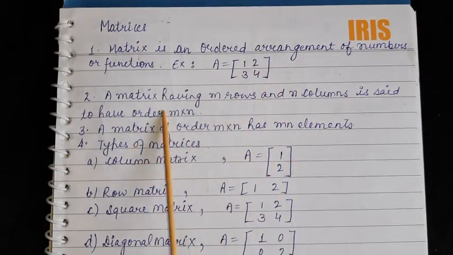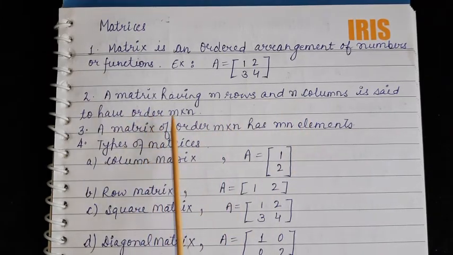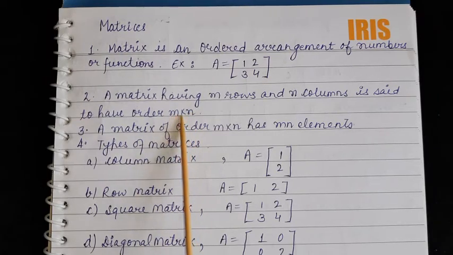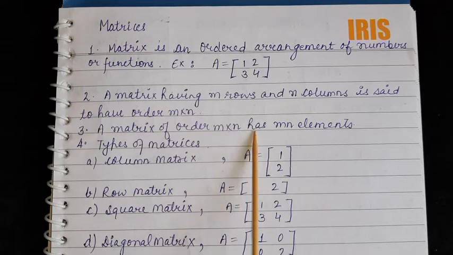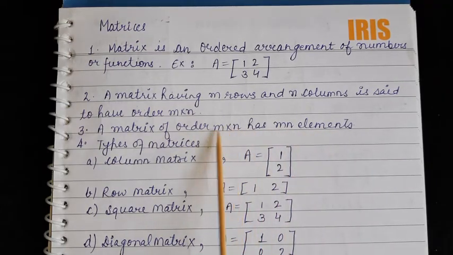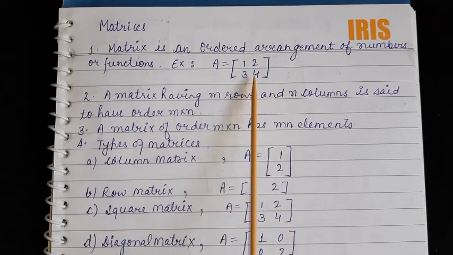So if your matrix is having m rows and n columns, then the order is written as number of rows by number of columns. So its order will be m by n. A matrix of order m by n has mn elements. So number of elements you can get only by multiplying the order. So for example, here your order is 2 by 2, so the number of elements will be 4.